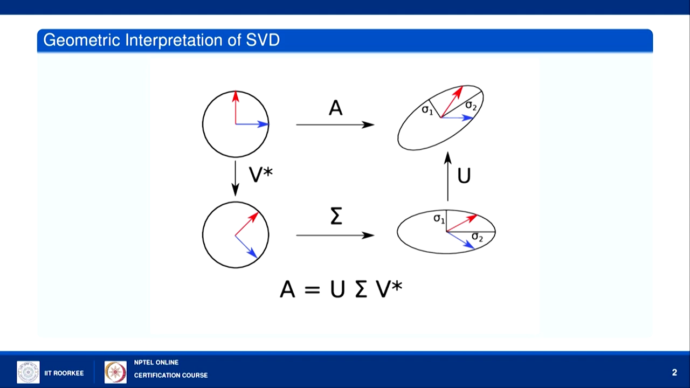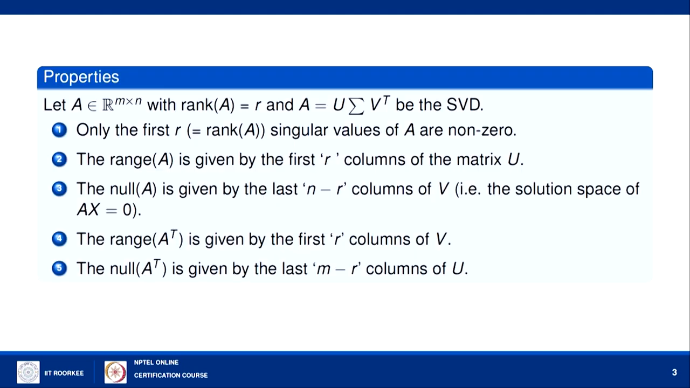Here we have two rotations and one scaling. In this way we can interpret singular value decomposition as a sequence of transformations: first rotation, then scaling, and then rotation. So this is the geometrical interpretation of singular value decomposition. Now, we will discuss some of the properties of singular value decomposition.